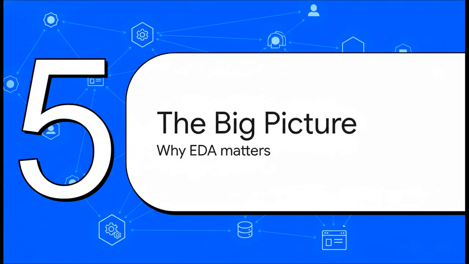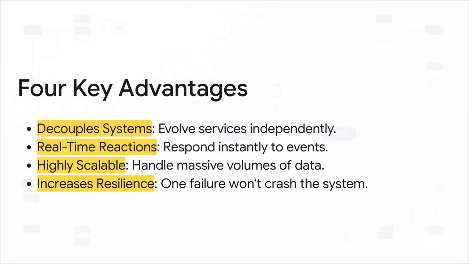Okay, so let's zoom out for a second and just look at the big picture here. Why does all of this matter so much? Why has this way of building things become so incredibly dominant? What's the real payoff? It really boils down to 4 huge advantages. First, it decouples systems. This means different teams can work on their own services without breaking everything else. Second, it enables real-time reactions. You can respond to things instantly, which is a massive competitive edge. Third, it's highly scalable. You can handle enormous amounts of data without the system falling over. And finally, it increases resilience. If one service fails, it doesn't crash the entire application. That rigid chain we talked about, it doesn't break.